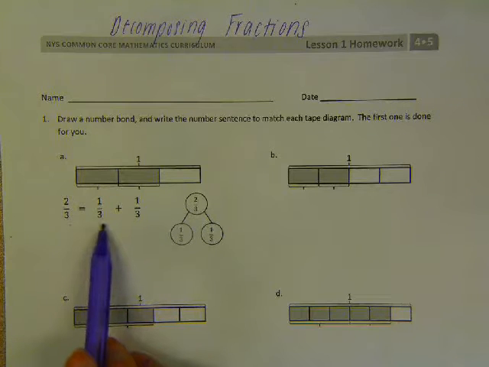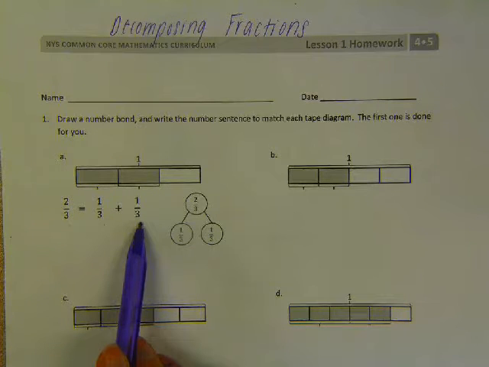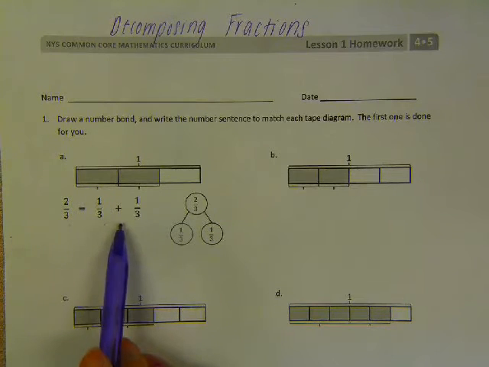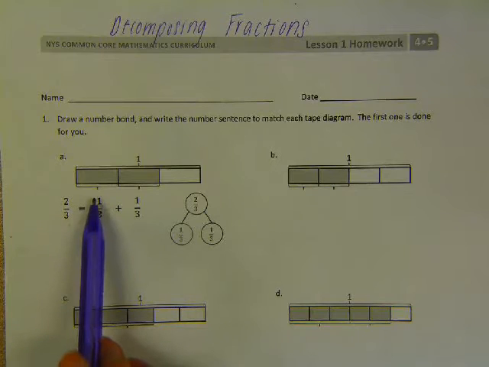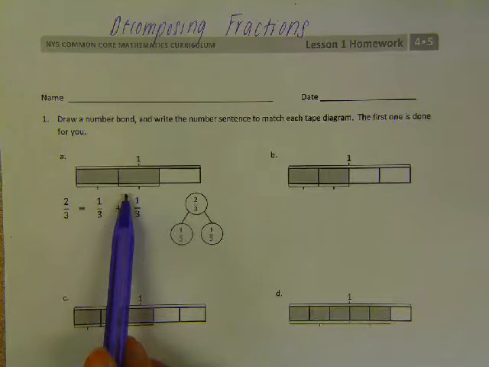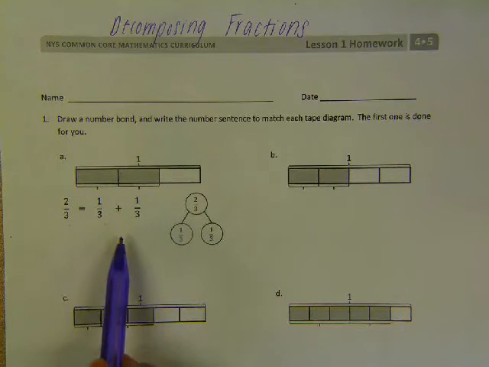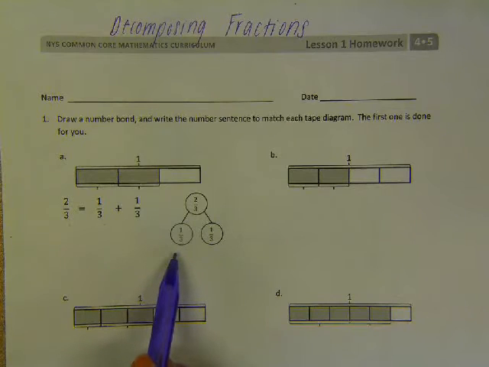An addition sentence for 2/3 is 1/3 plus 1/3. Each 1/3 represents a piece that is shaded on the rectangle. Another way to show this addition sentence is by creating a number bond.